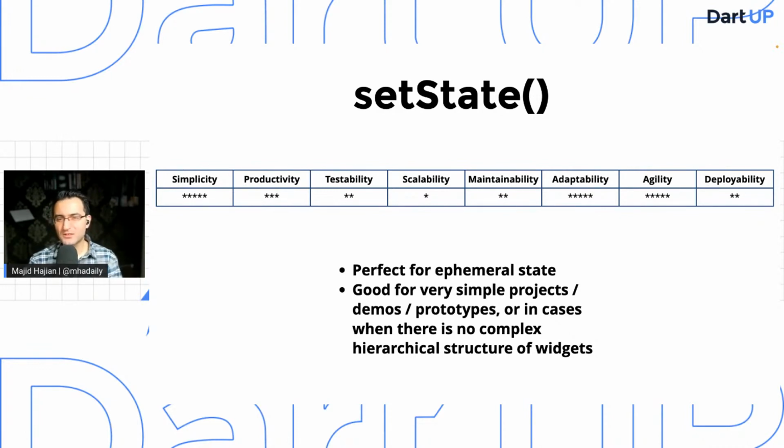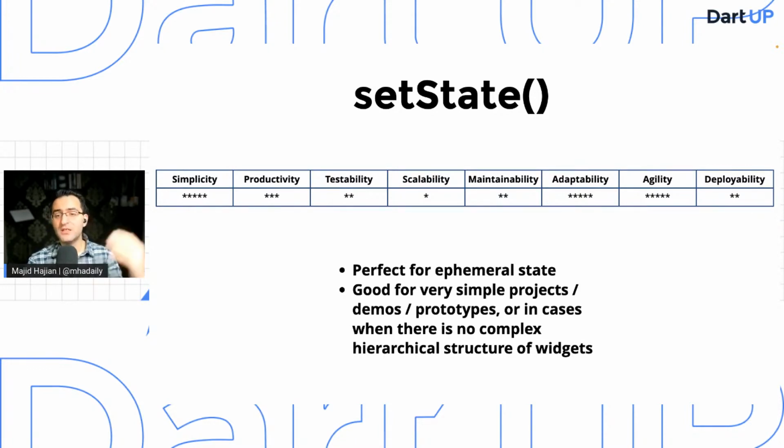Sometimes it's hard to understand what you do. It's a lot of nested things, and passing down and lifting up the state is sometimes a little bit difficult. But it's probably a perfect choice for a first-time state, or for a very simple application, prototyping, or demos, where you don't want to make things complicated. You want to just do it quickly. And then the other criteria: scalability, maintainability, adaptability, agility, and deployability.